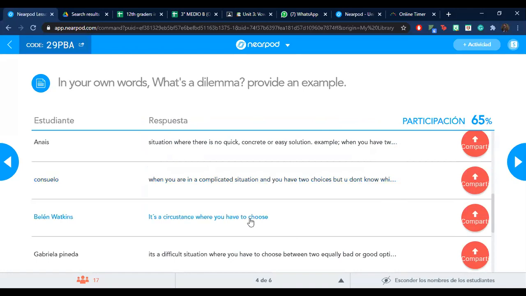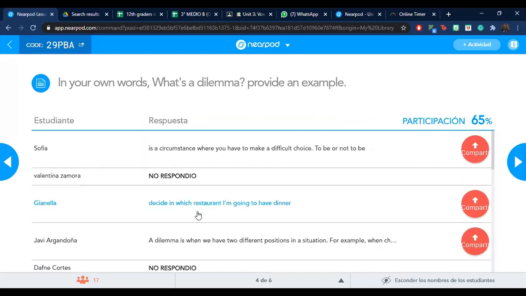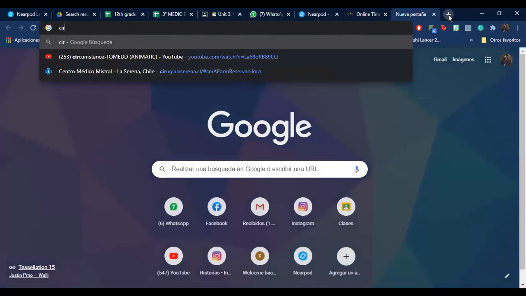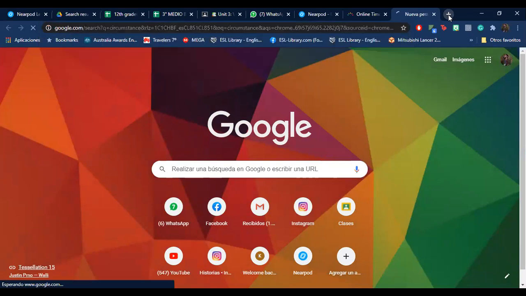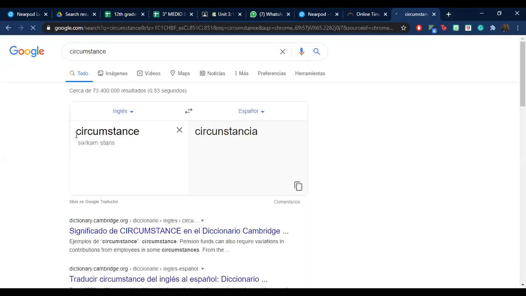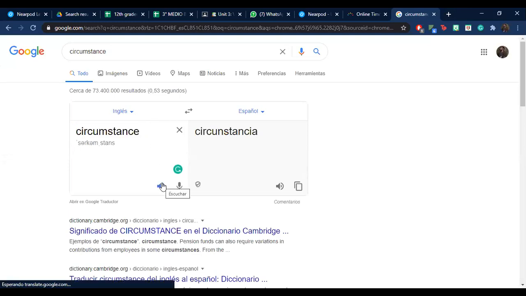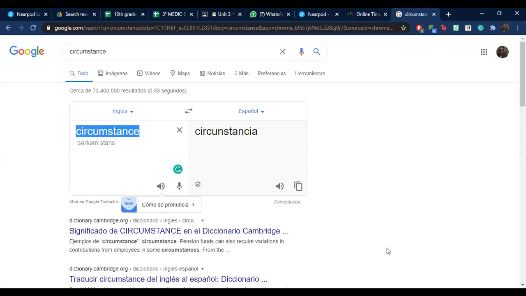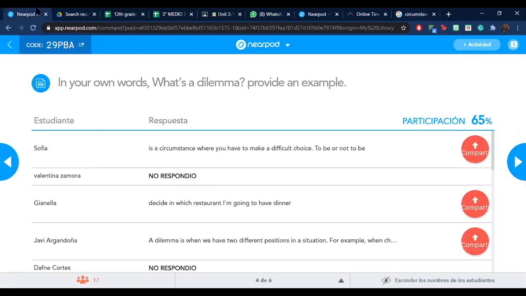It's a circumstance where you have to choose. Circumstance, that is the correct spelling. Circumstance is a bit strange how we spell it. Circumstance. Okay, that would be the correct pronunciation as well. So let's use it for our vocabulary. I like this word actually. Circumstance. A bit different from Spanish.